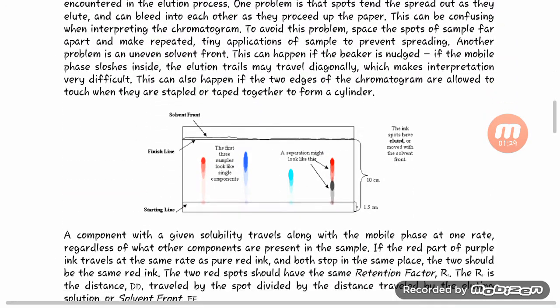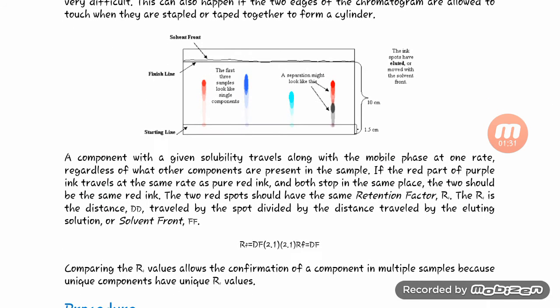Then the mobile phase: you can see here a component with a given solubility travels along with the mobile phase at one rate regardless of what other compounds are present in the sample. If the red part of the purple ink travels at the same rate as the pure red ink and both stop in the same place, the two should be the same ink, red ink. The two red spots should have the same retention factor, Rf.